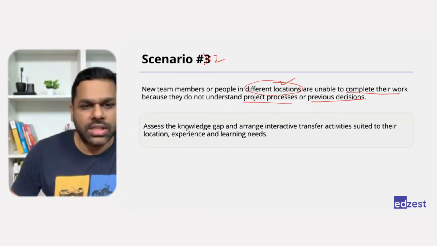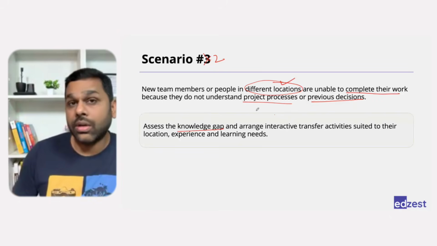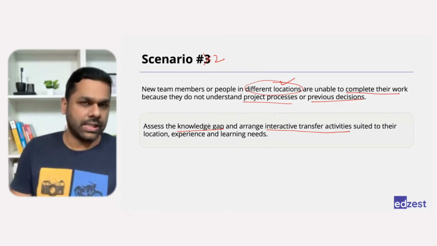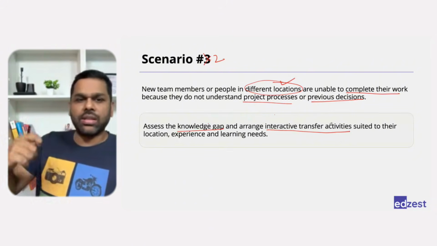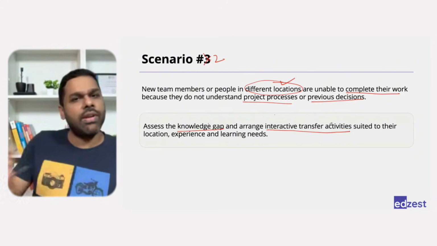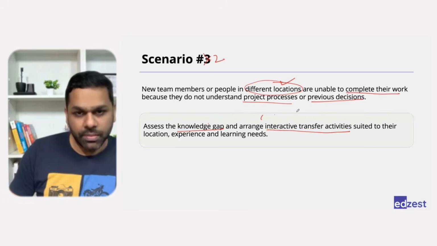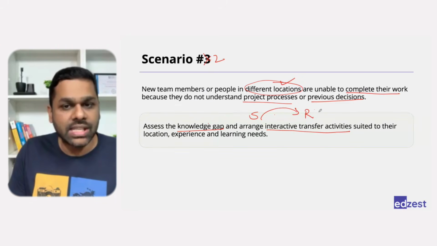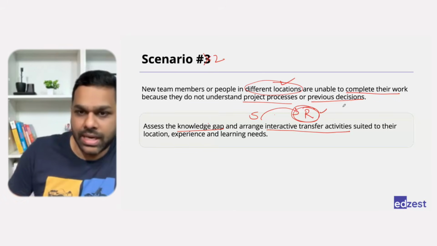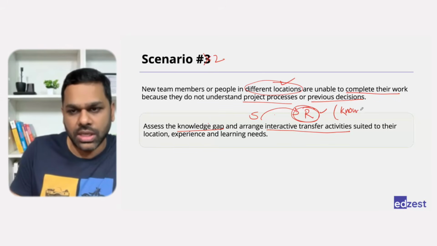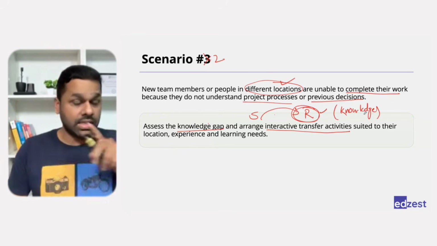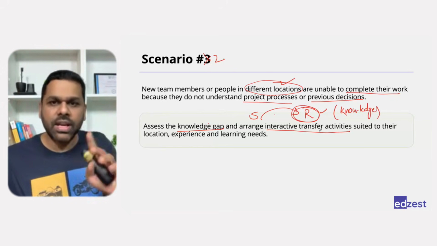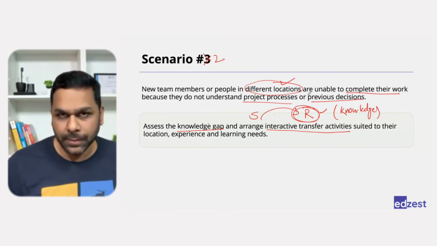We need to assess the knowledge gap. What is it that they don't know about the project? Arrange interactive transfer activities. Just again repeating, just sharing the information, just sharing the documents will not help. When we share the information, we also need to check that sender has sent the information to receiver, receiver has understood it and they're able to apply it, especially in terms of knowledge. We'll see the same thing when we'll discuss the next task, which is about communication. Right? But it is very, very important to have interactive discussions.